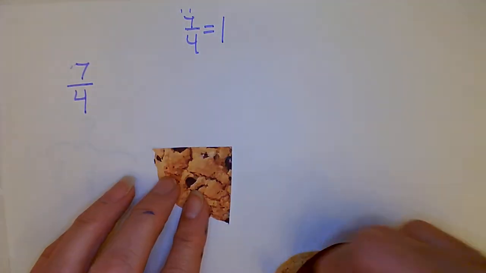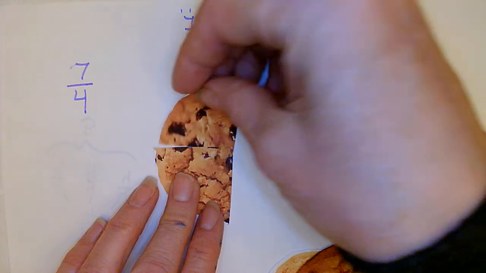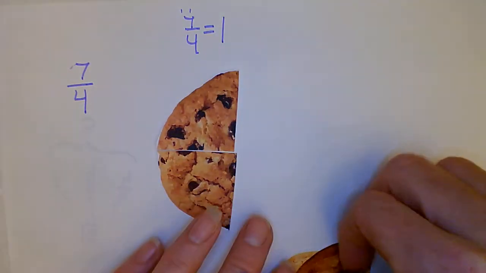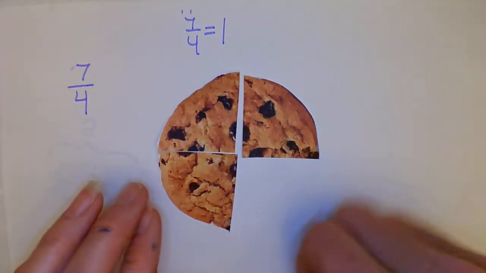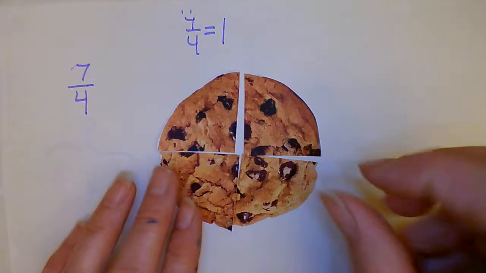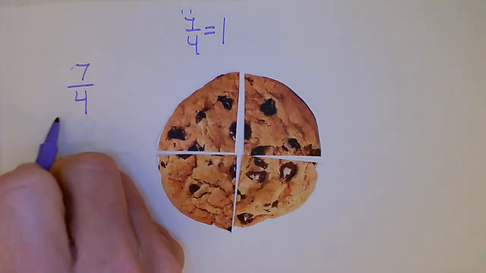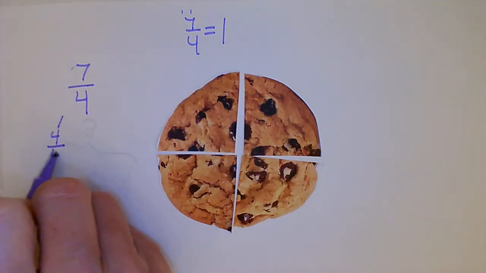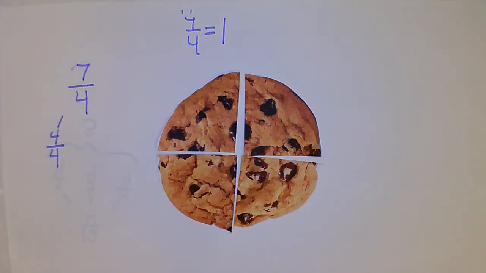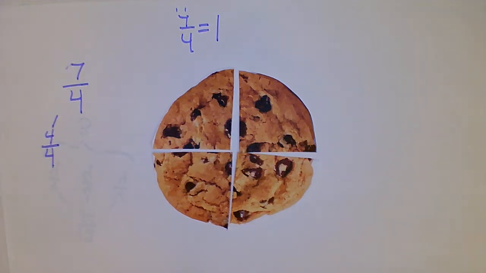So let's see how many groups of 4/4 we can make this time. So here we have 1, 2, 3, 4. So 4/4 made up one cookie. So let me write that. Let's pull it over here. So I used up 4/4, and let's see what we have now after that.